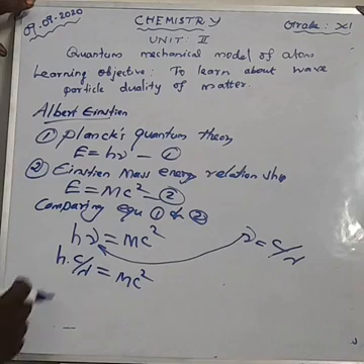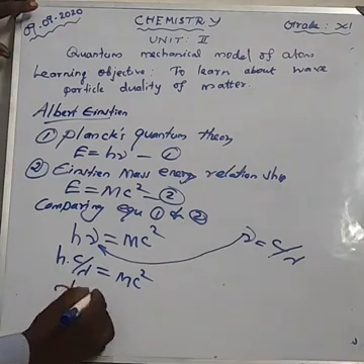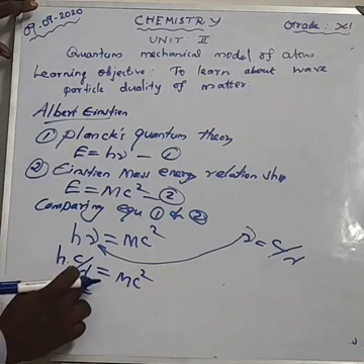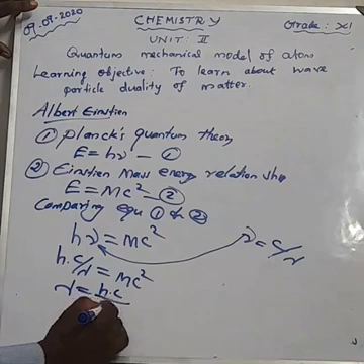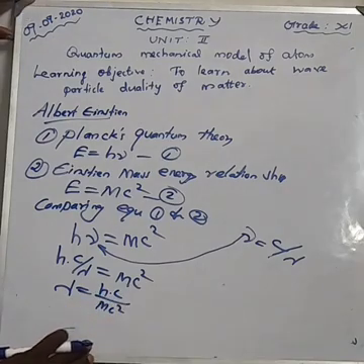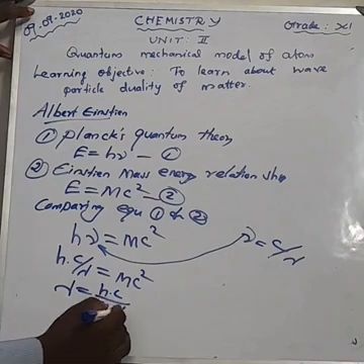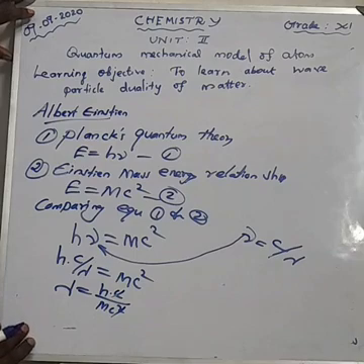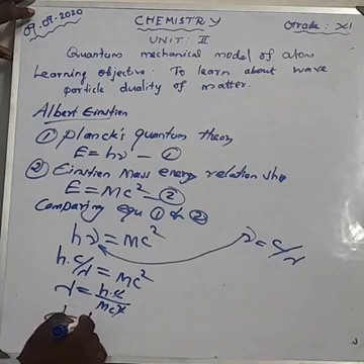Here we are taking lambda. Lambda is equal to h into c divided by mc square. Okay, mc square. Here, have a doubt? We are cancelling. So what is the answer? Lambda is equal to h by mc. Lambda is equal to what? Lambda is equal to h by mc.